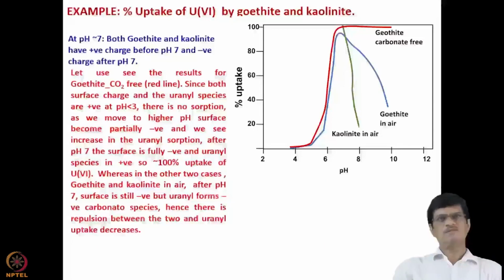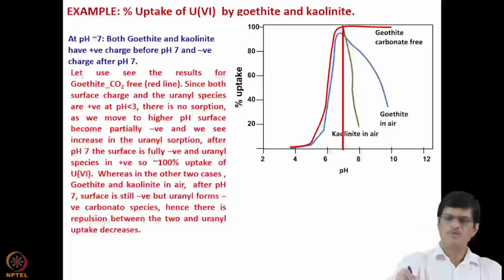At pH 7, both goethite and kaolinite have positive charge, which is determined from their pZc value. So before pH 7 the surface is positively charged, and it can be negatively charged after pH 7. Now we mark pH 7 here, and we will see the behavior before pH 7 and after pH 7. Now carbonate-free goethite, the red line, shows the experimental values.